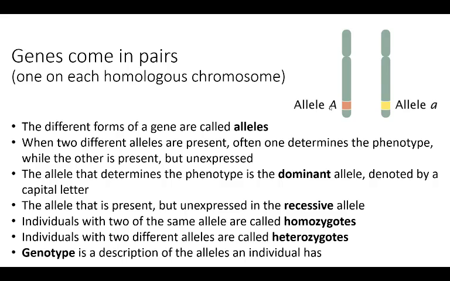If you have an individual with two of the same allele, that would be called a homozygote. And if you have an individual with two different types of alleles, for example, a big A and a little a, that would be called a heterozygote. Finally, the term genotype is used to describe the specific alleles that a particular individual has.